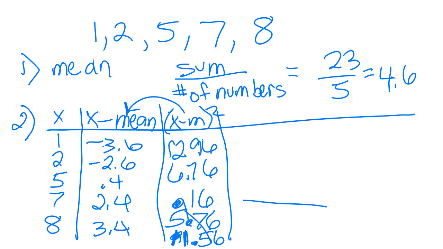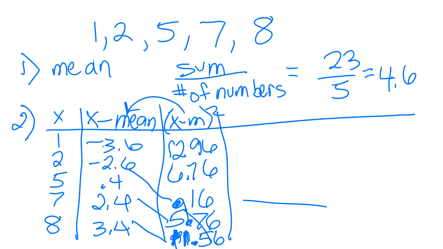What's the number above 5.76? 0.16. So that goes with the 0.4, and that's that squared. This is 11.56. So it's 12.96, 6.76, 0.16, 5.76, and 11.56. So column 3 is just column 2 squared.